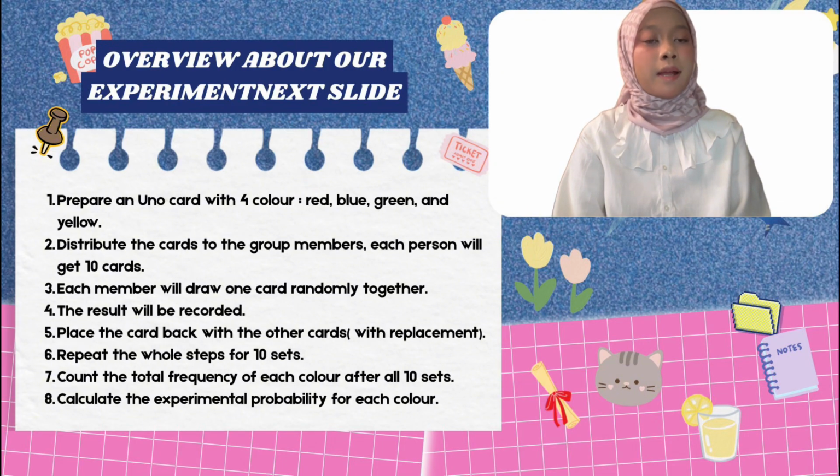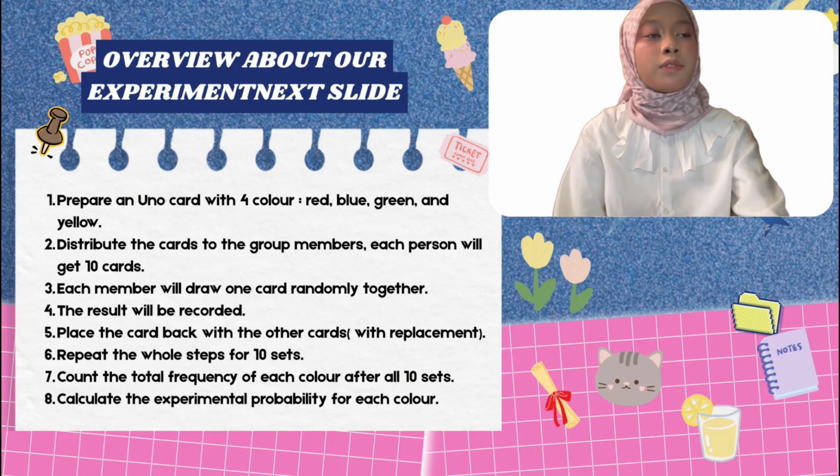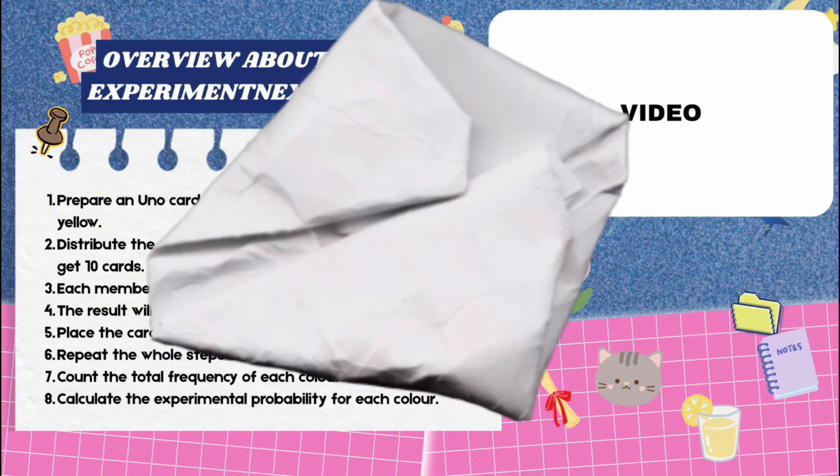Next, we will place the card back with the other cards, with replacement. And we will repeat the whole steps for 10 sets and count the total frequency of each color after all 10 sets. And we will calculate the experimental probability for each color.